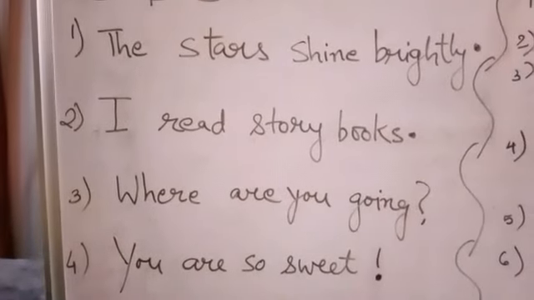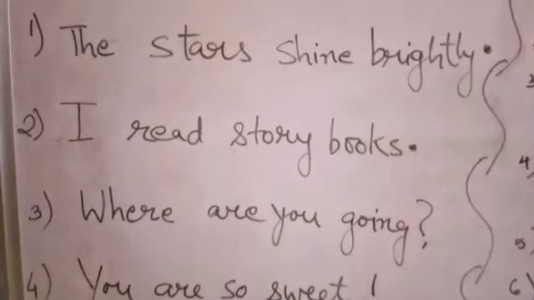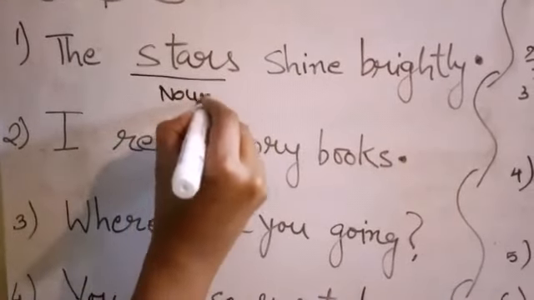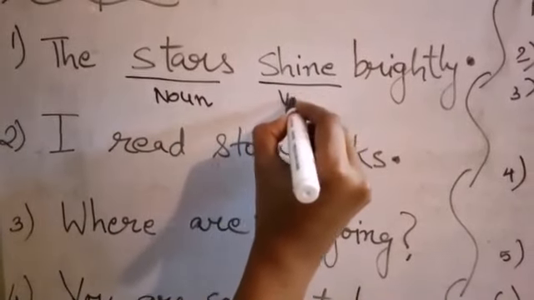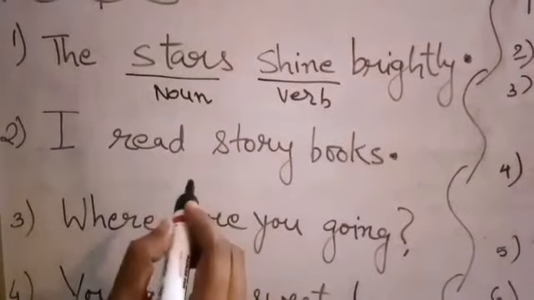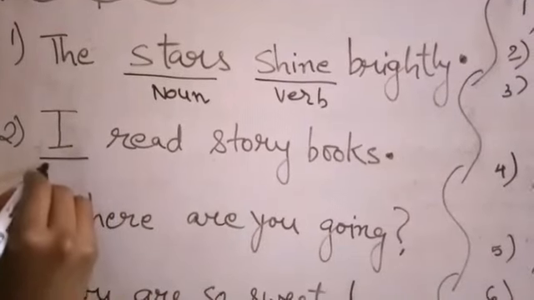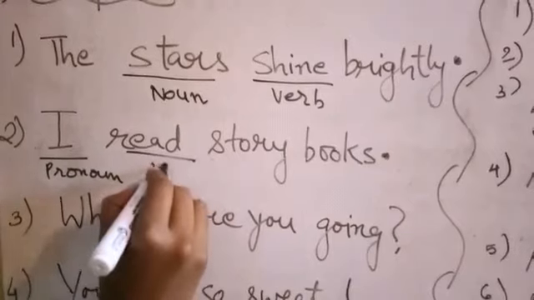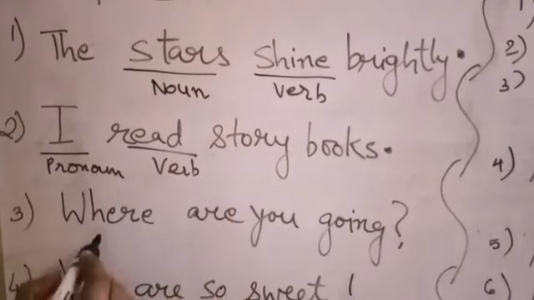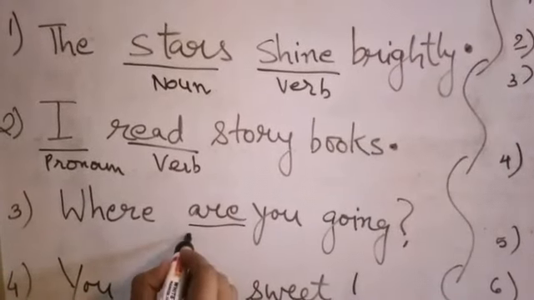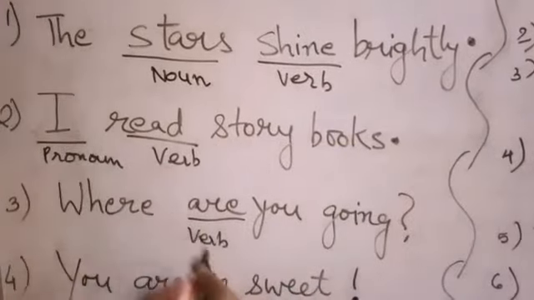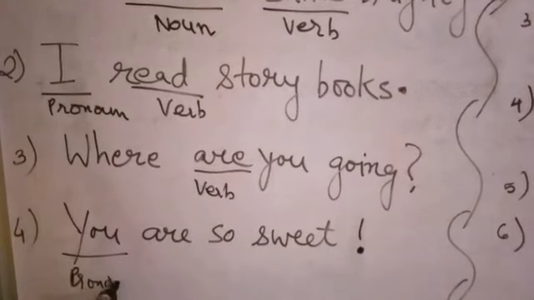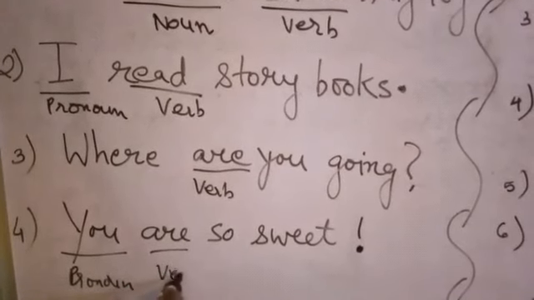Now students, here in these examples, the first one is a noun. This is a verb, means action word. Here I have used a pronoun. This is again a verb. This is a verb. This again is a pronoun and verb.